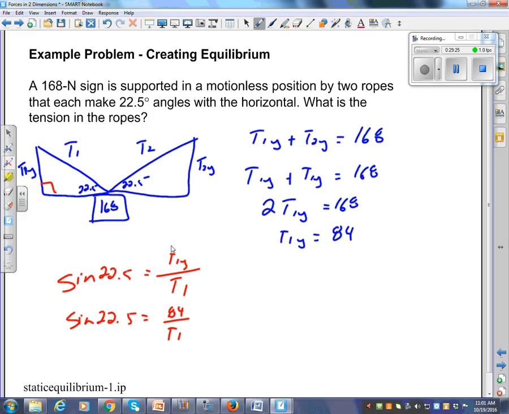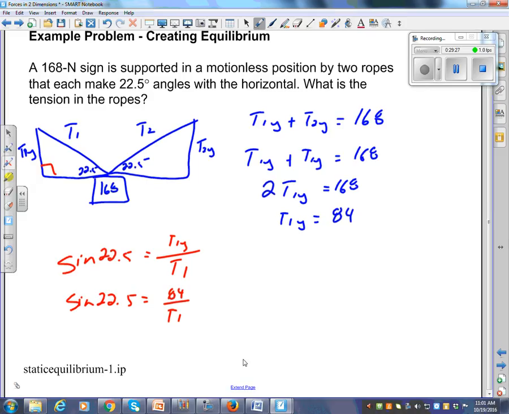Now, again, you guys, I've said this lots, you have to be able to solve these. Some of you still struggle with these. You have to be able to solve. 84 divided by sine of 22.5.